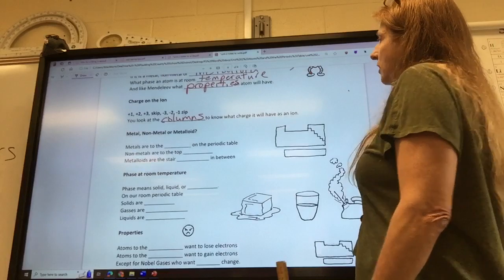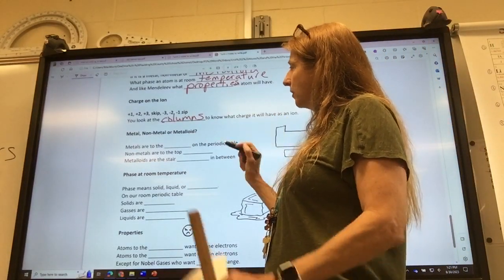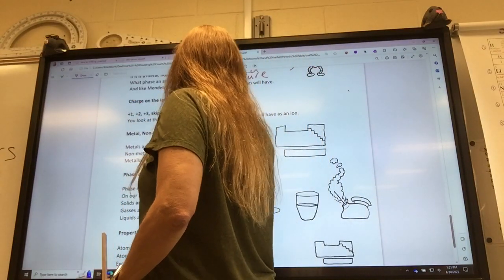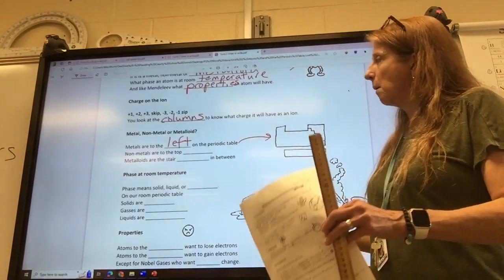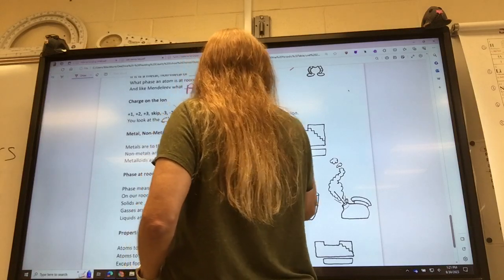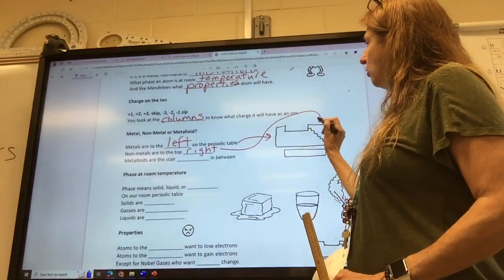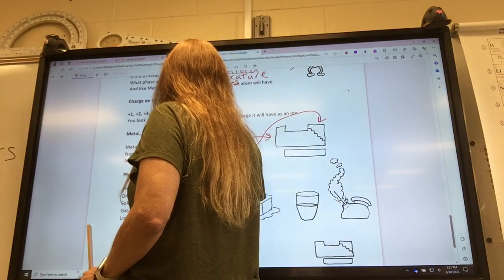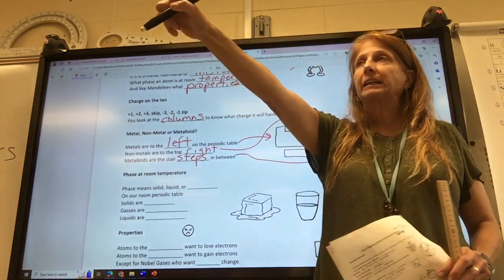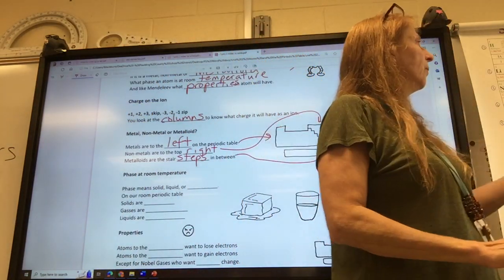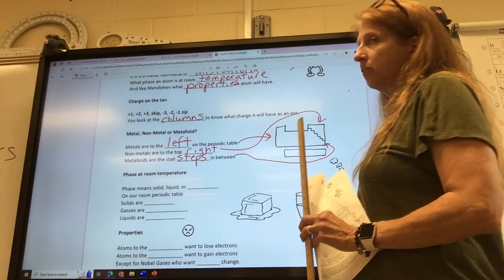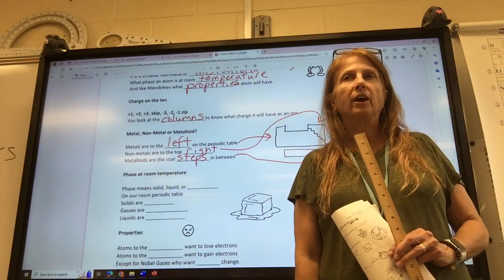The next bit of information we can know is if it's a metal, non-metal, or metalloid. Metals are to the left on the periodic table, over here. Non-metals are at the top right. They're up there. And metalloids are the stairs, they touch the stair steps in between. So on that periodic table, see the stair steps are orange. On this periodic table, they're black. But the metalloids touch the stairs. Any questions about that? Is that easy to know?